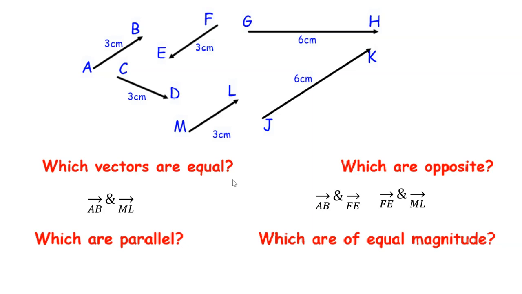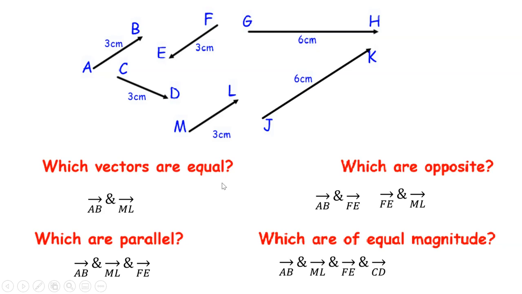Okay, anything else? Anything else, Ariana and Tomaleo? So AB and ML. Okay, good. FE and ML. Yeah, I'm going to agree with all of those answers. And ML and JK. So AB, ML, FE. And the ones that are of equal magnitude would be AB. Equal magnitude means that they have the same magnitude, but they don't necessarily have the same direction. So AB, this one here, ML, FE, and CD.